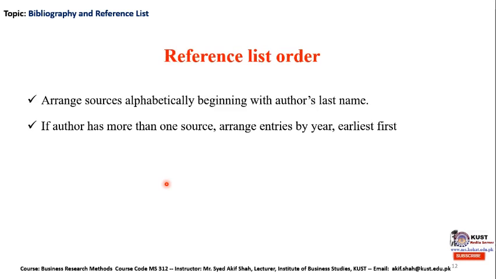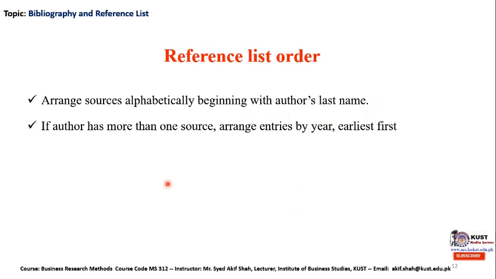Now, what is the reference list? What we have been talking about is the bibliography and reference list. The reference list is normally found at the end of the research paper, at the end of a book, and as well as at the end of any research articles. How have they been arranged? There is a certain rule or mechanism for mentioning the reference list, which is to arrange the sources alphabetically beginning with the author's last name.